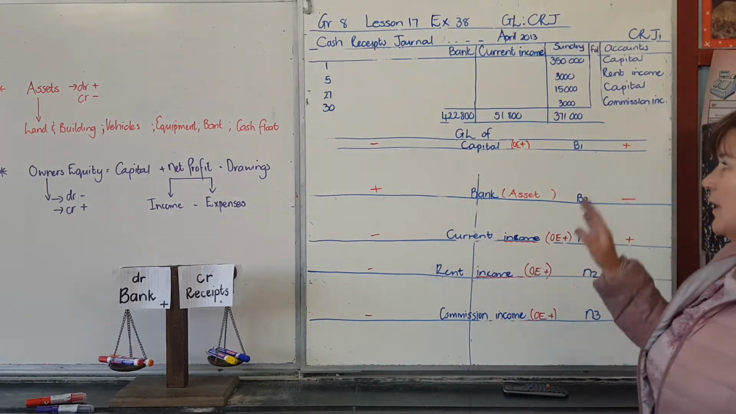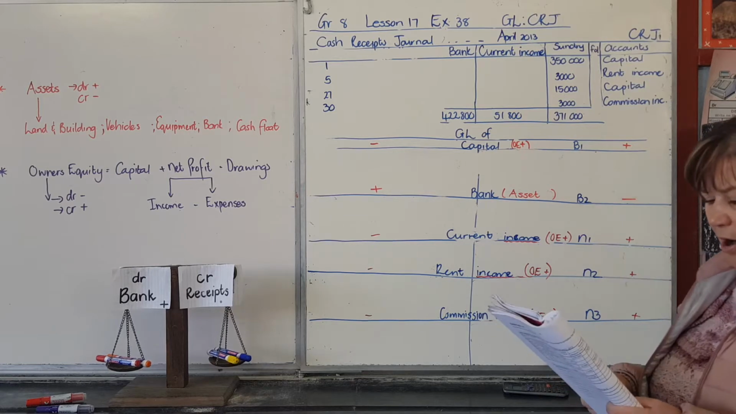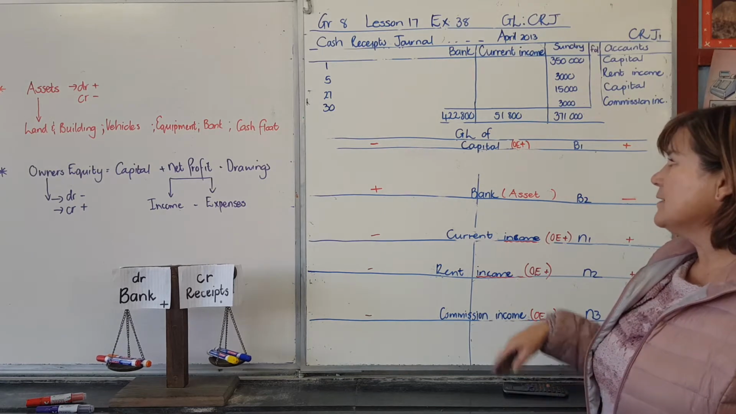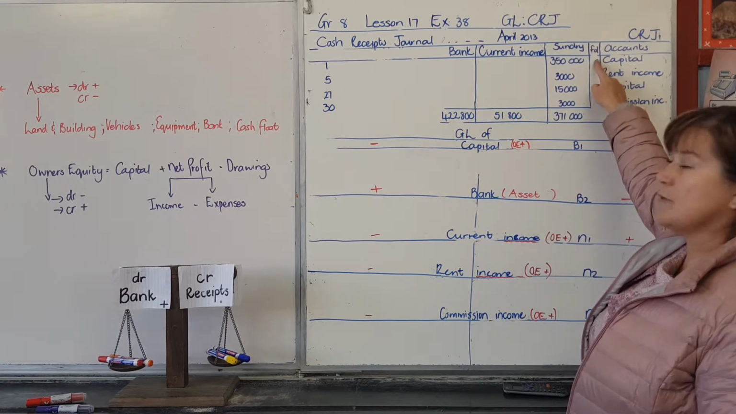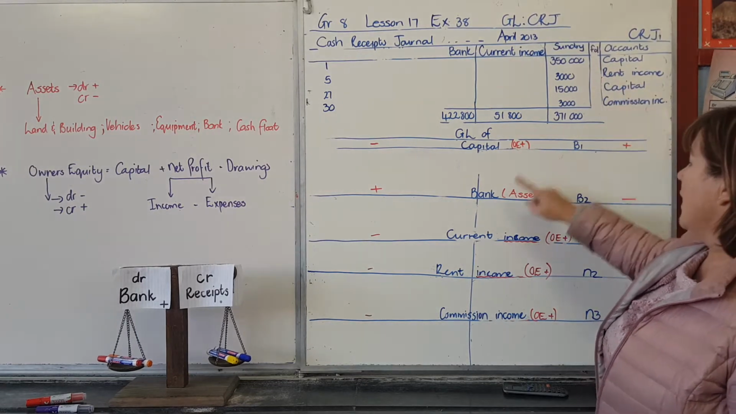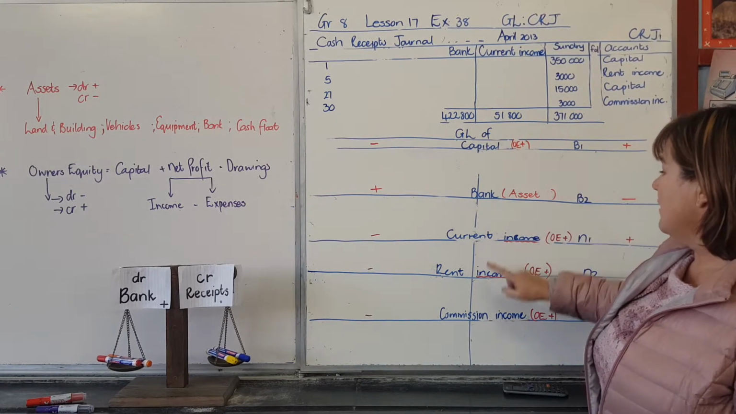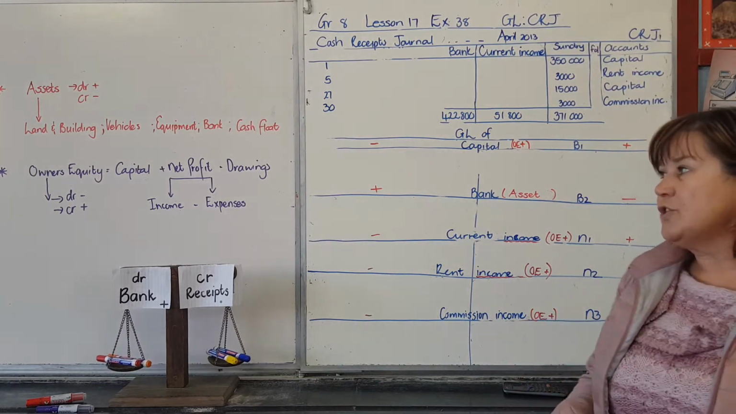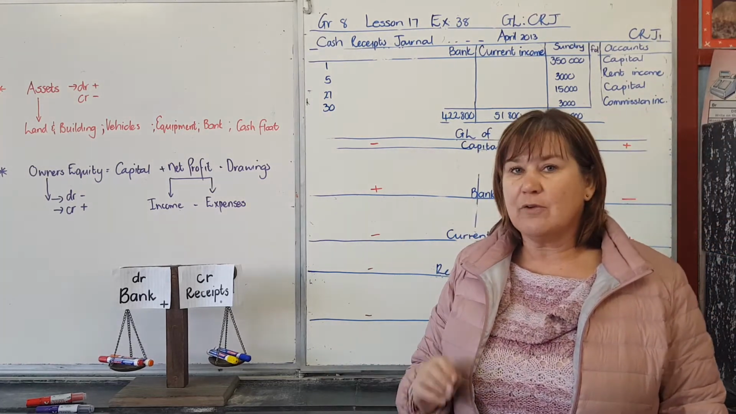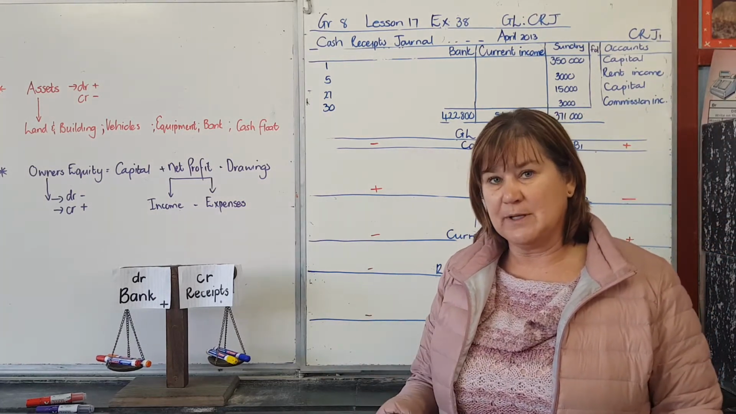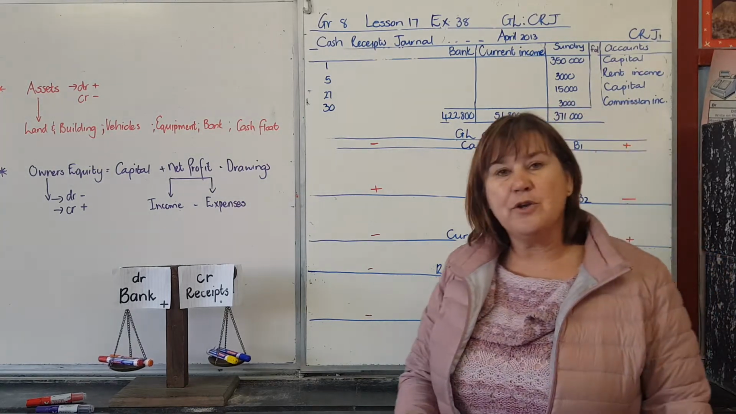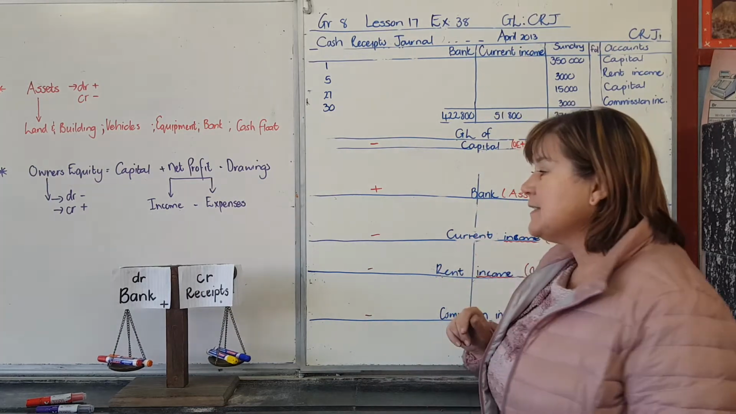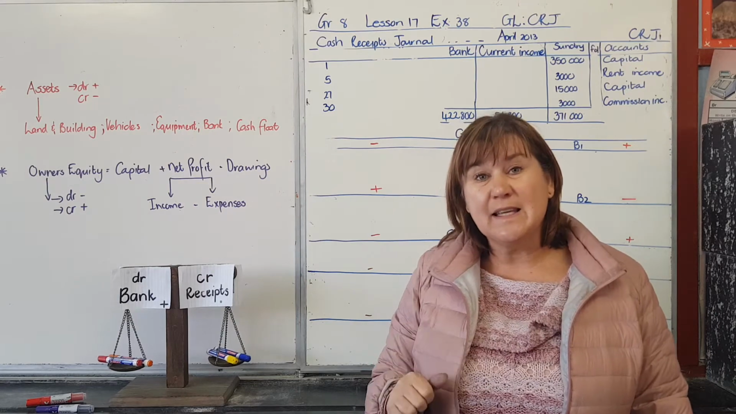Alright, so if we look at this, they've asked us to do the general ledger of Acon Electrical Services, and the T accounts that they gave us is capital, because we worked with capital, a bank, current income, rent income, and your commission income. Alright, so what I want you to remember, for each debit you have a credit, for each credit we have a debit. But in this case, in grade 8, we're only going to work with a cash receipts and a cash payments journal. So for this exercise, we only have a cash receipts journal.